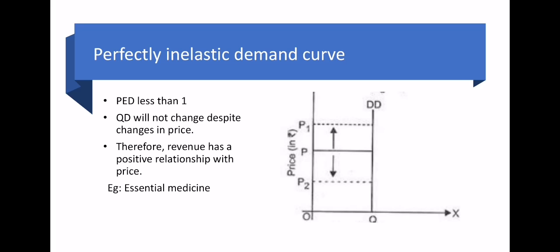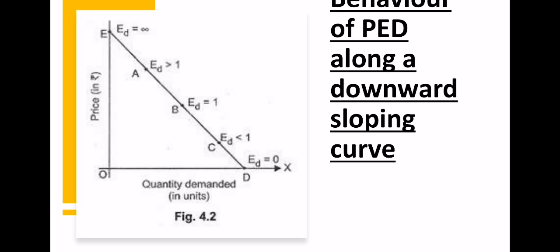Next, the perfectly inelastic demand curve is where PED is less than 1. Quantity demanded will not change despite changes in price. Those people will continue to buy. A best example is essential medicine. No matter what the price is, you will somehow or the other try and buy it. So when price increases, obviously your revenue will increase. Why? The same amount of people will continue to buy your product.